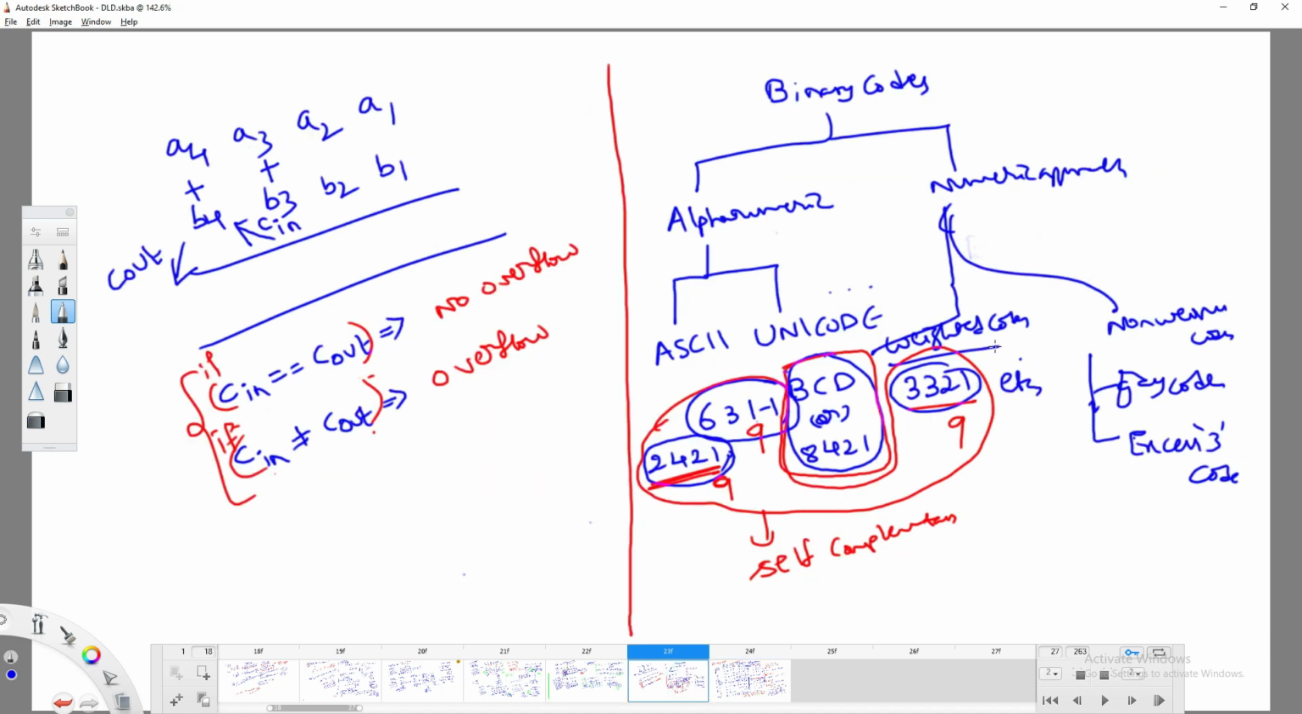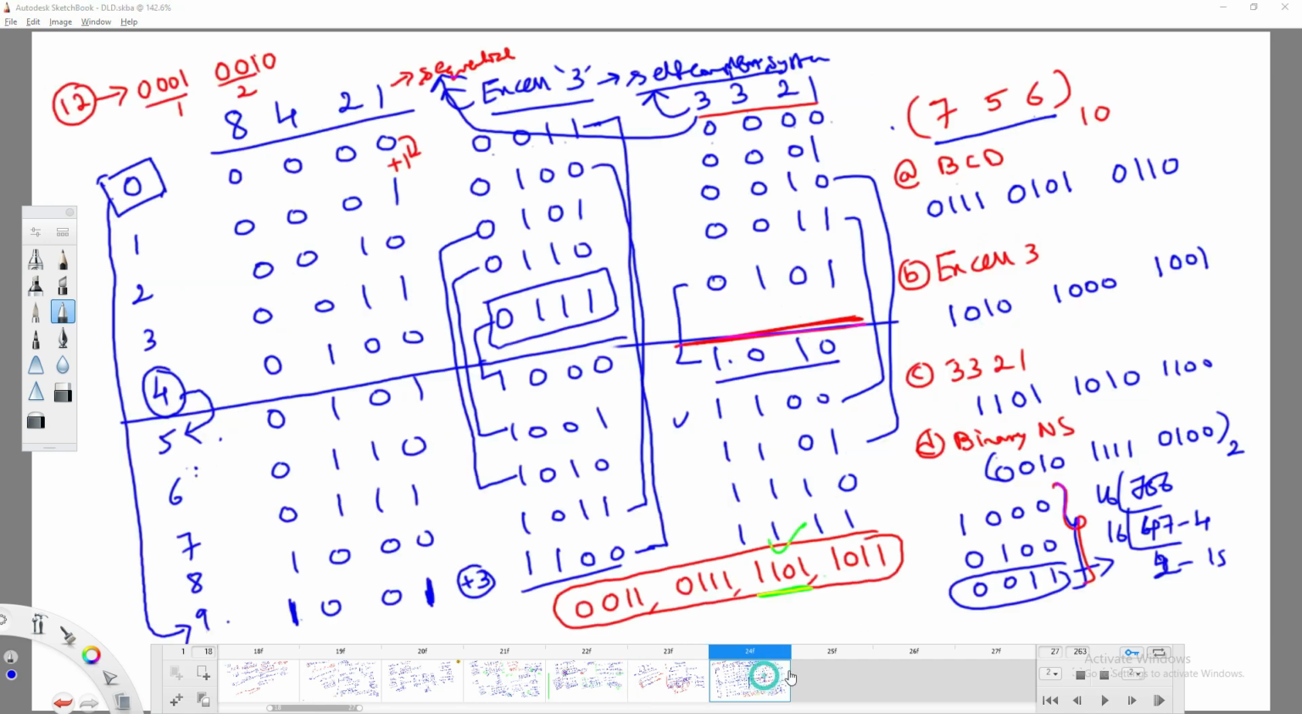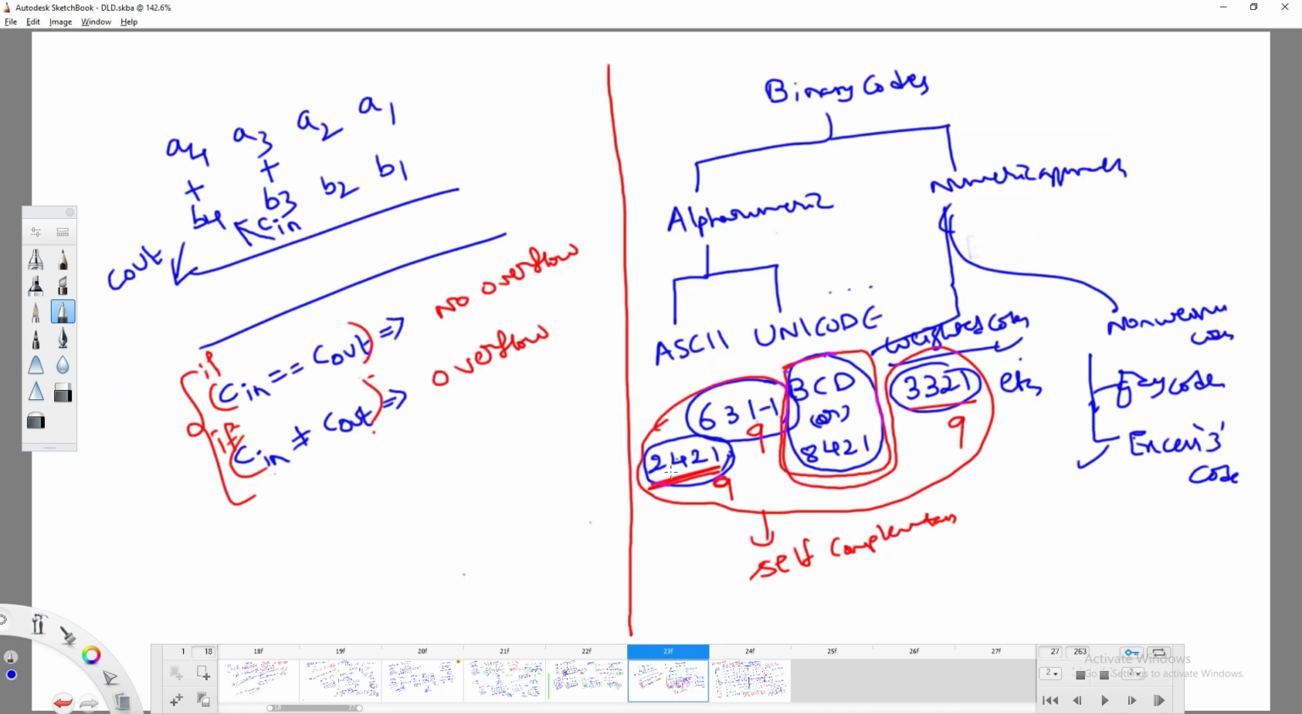So I think we did the weighted codes, and Excess-3 also we did, right? In the same way, if you take 2421, how are we going to write 0? Four zeros. How are we going to write 1? 0001. How do we write 2? 0010. How do we write 3? 0011, right? Like that you have to do until 4. For the remaining, you have to find out the complementary of the system. Because I said the sum is already equal to 9, so it is self-complementary.